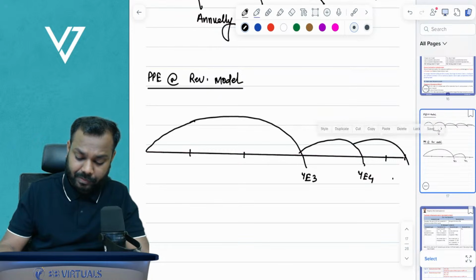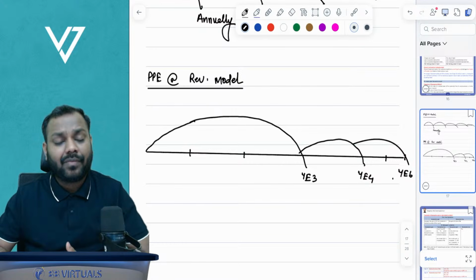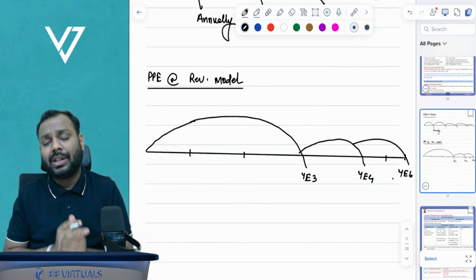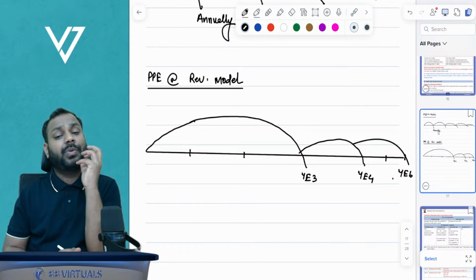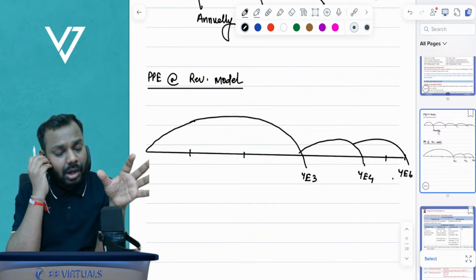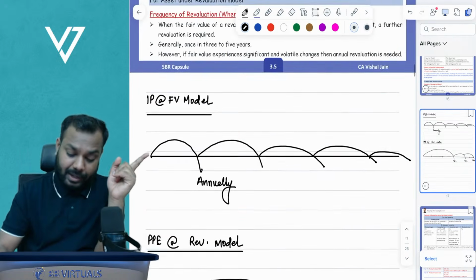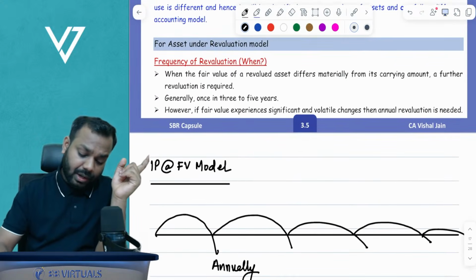So we have to get the fair valuation done or the revaluation done when there is a material difference between the carrying amount and the fair value. Otherwise no fair valuation or revaluation has to be done. But there is a caveat here. There's a point here.